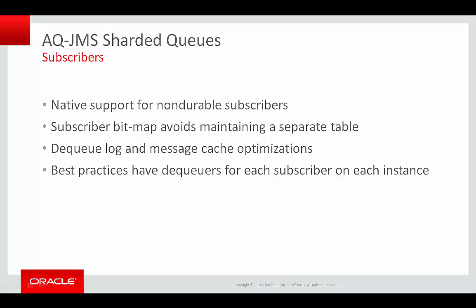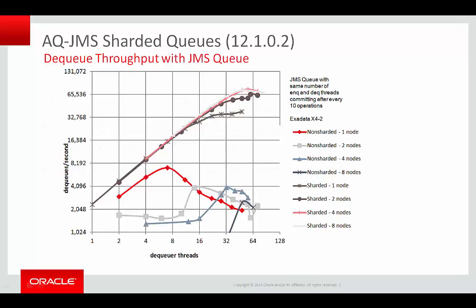In addition, I want to point out one of the best practices, and that's to have DQers for each subscriber on each instance. That way you can have NQs and DQs local to each instance. Now that you get the gist of how sharded queues work, let's go into details of how they actually perform.